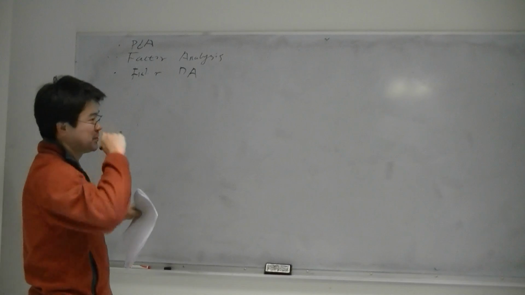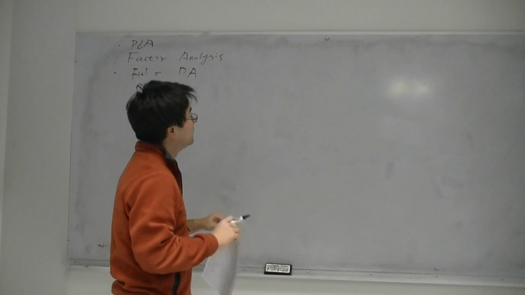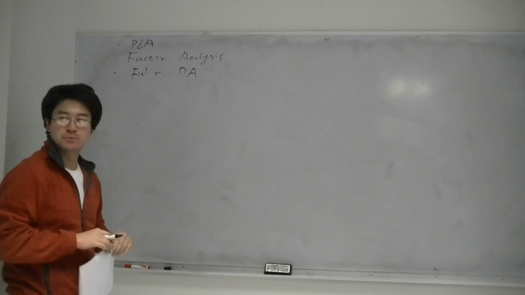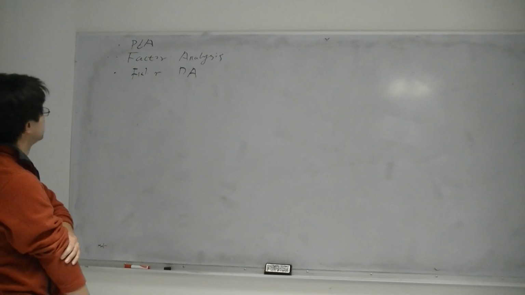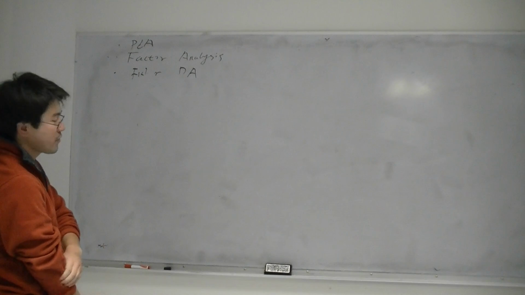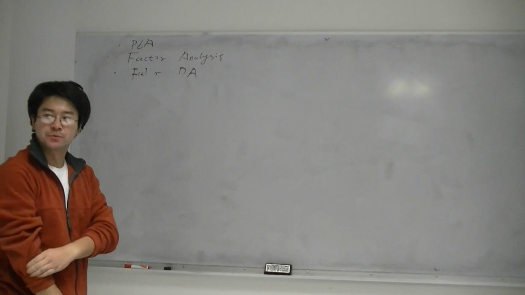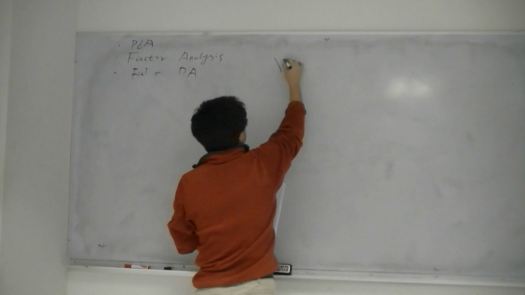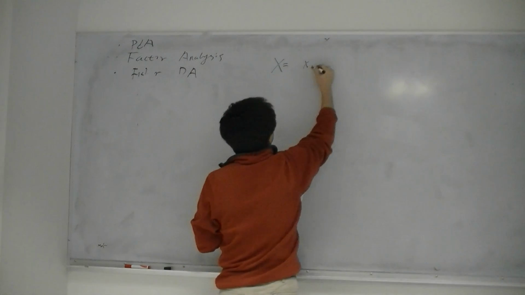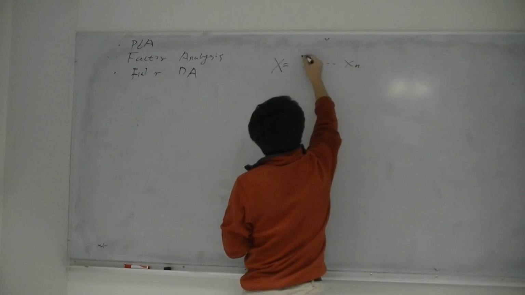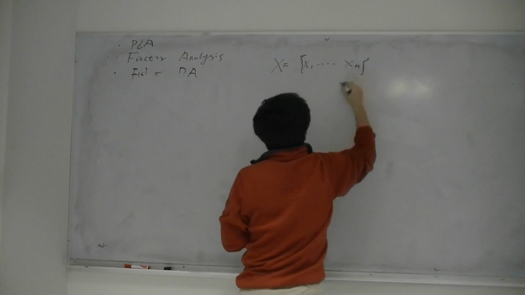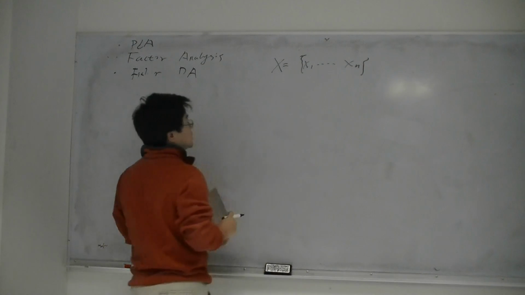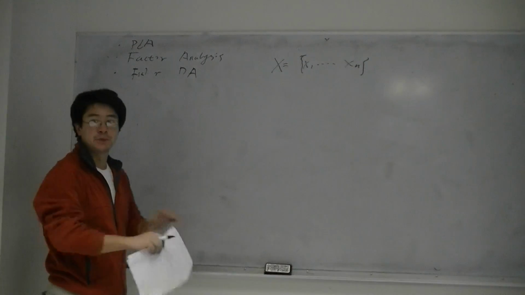This one is similar to PCA. And this is actually a very, very simple idea. It's called factor analysis. From a generative model perspective, say we have an observed variable x, x1 to xn, which is in very high dimension.